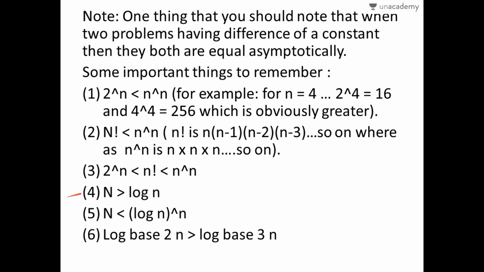Now the sixth rule says that log base 2 of n is greater than log base 3 of n. Log base 2 of n is nothing but log n divided by log 2. And log base 3 of n is nothing but log n divided by log 3. Now we know that log 3 is greater than log 2. So that's why this rule came, because it is present in the division. So log n base 2 is greater than log n base 3.